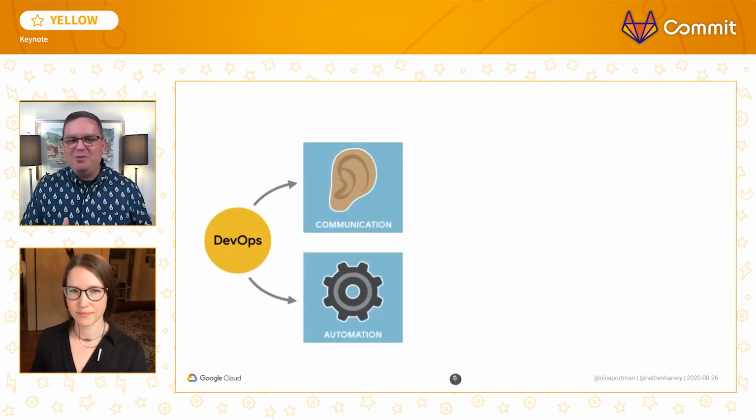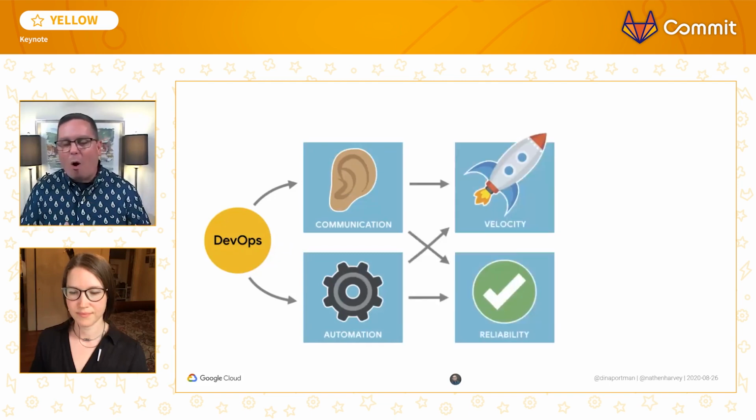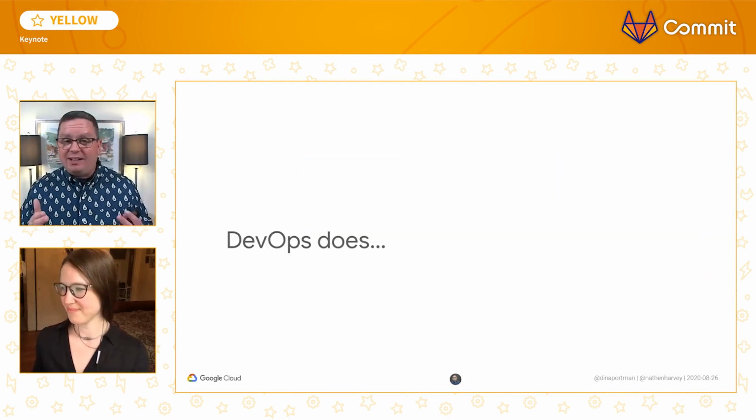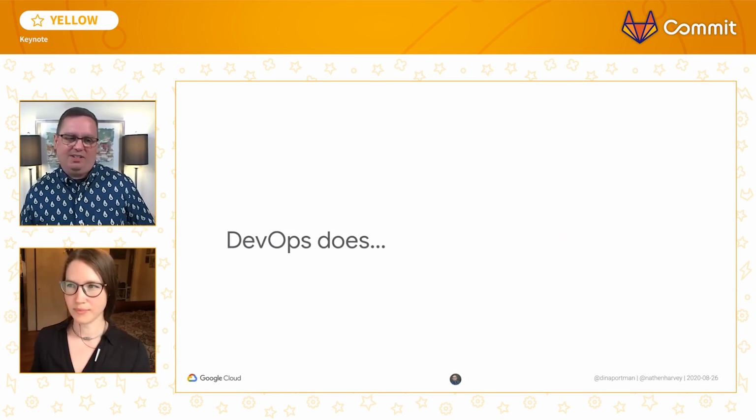DevOps is about communication and automation so that we can drive velocity and reliability, all in service of keeping our customers happy, delivering value to those users. More interesting than defining what DevOps is, is observing what DevOps can do.